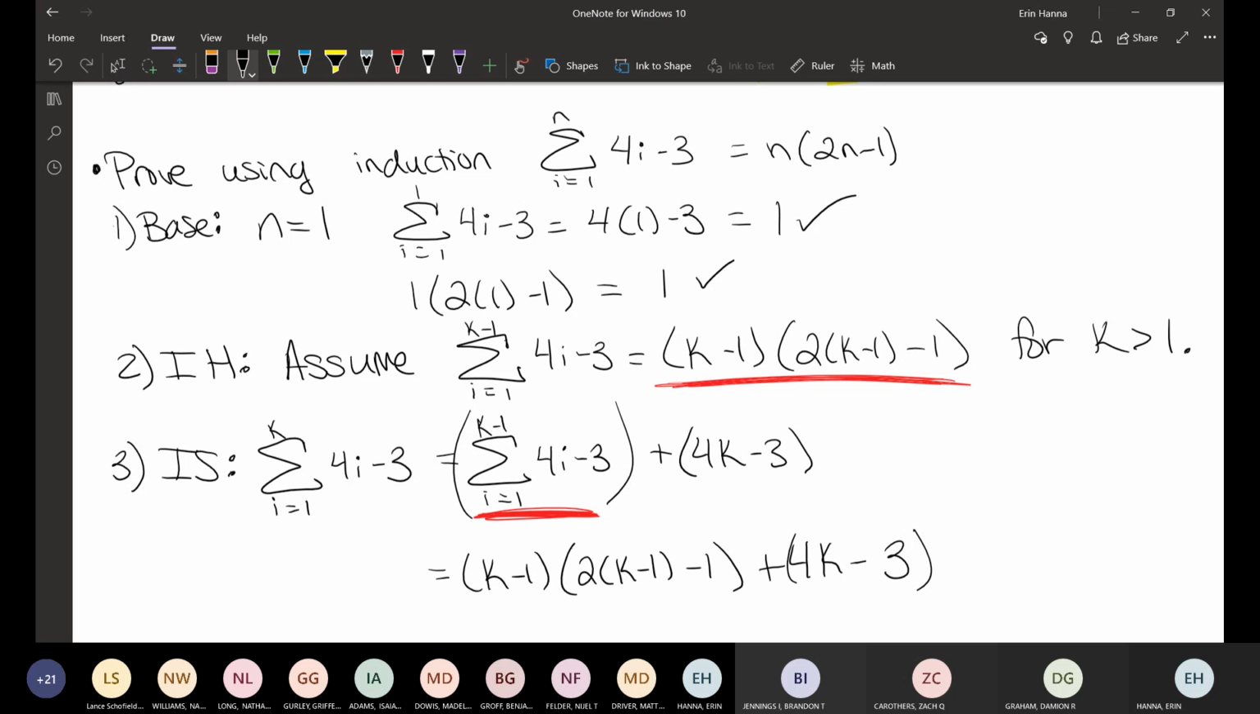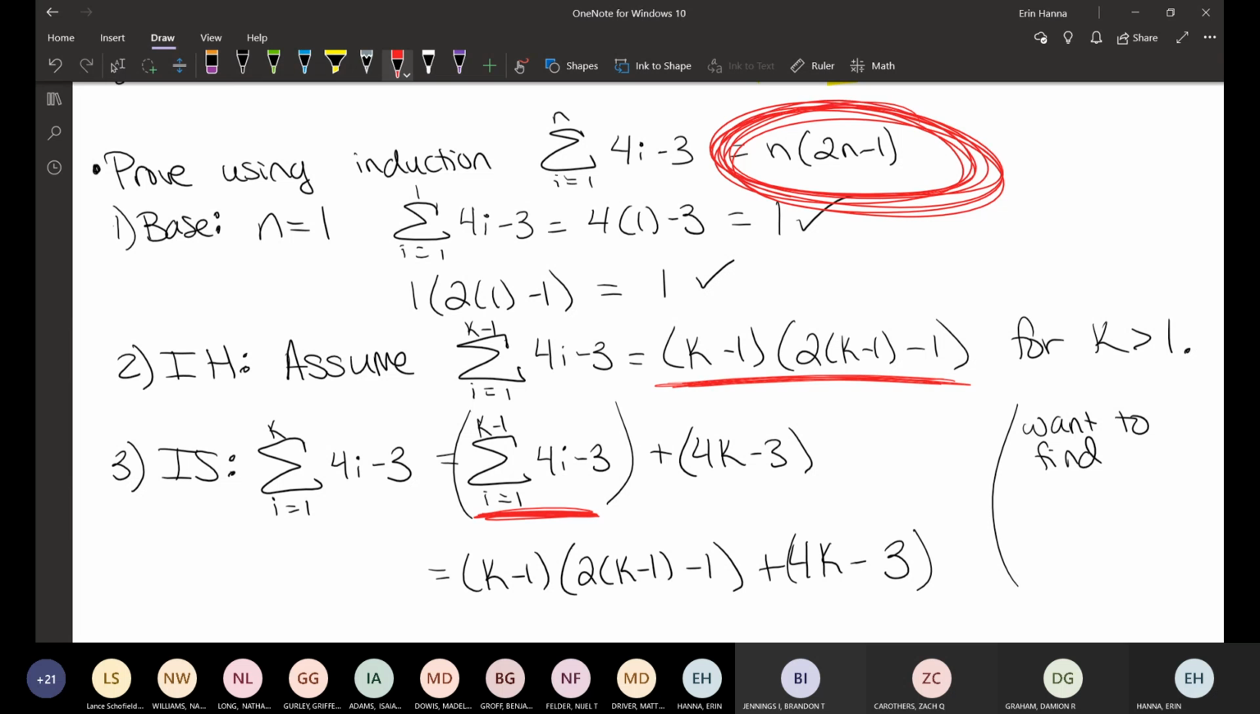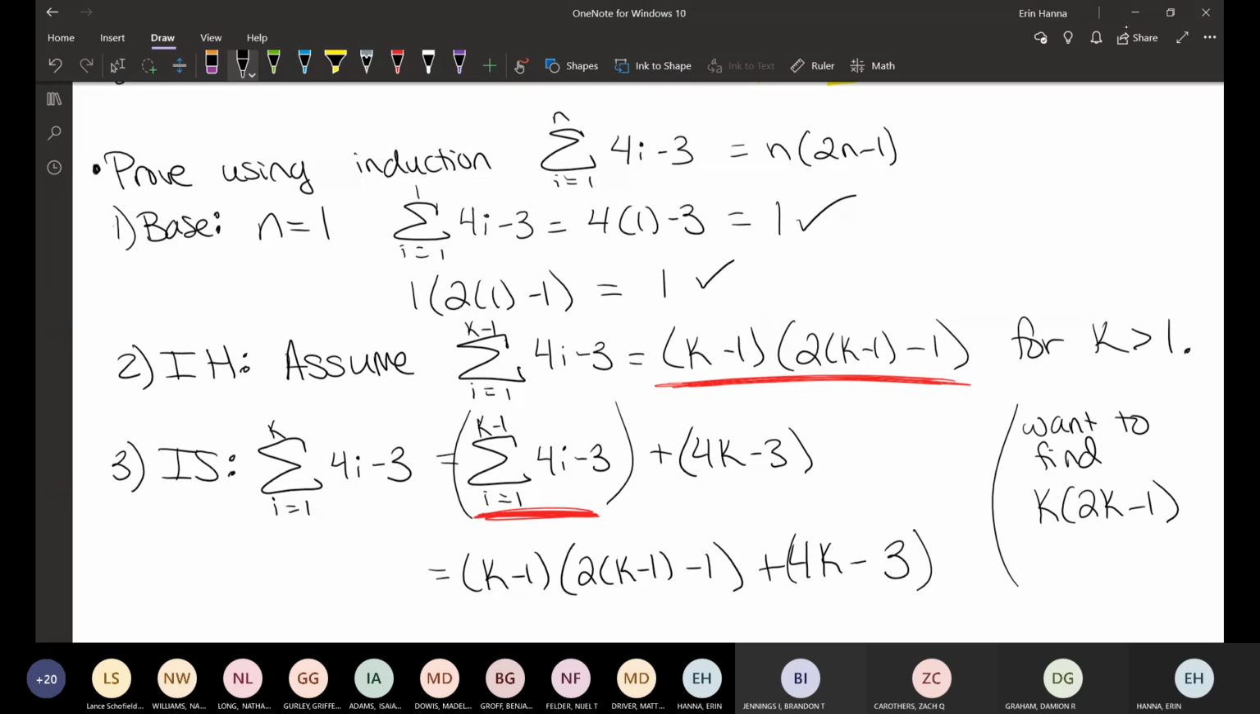So let's remind ourselves what we're looking for. I'll come off to the side. I want to find essentially this thing, but with k replaced in instead of n. So we want to find some k times 2k minus 1. We want to take what we have right now and somehow get a k times 2k minus 1 out of it.